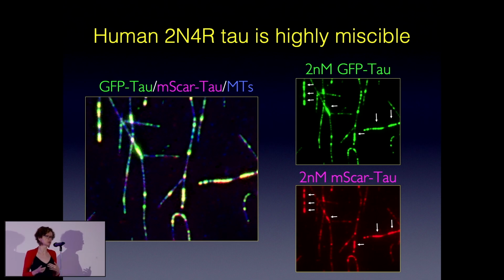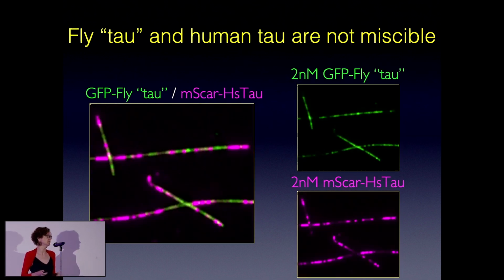This is what Rick was talking about before. The tau will alter the underlying structure of the microtubule lattice, making it more hospitable for other tau molecules to come and bind in that exact same region. When we have two different colors of tau, no matter the isoform, they will always co-assemble. They're highly miscible. However, when you look at fly tau and human tau, they segregate into homotypic patches, and we find that the human tau will outcompete the fly tau.